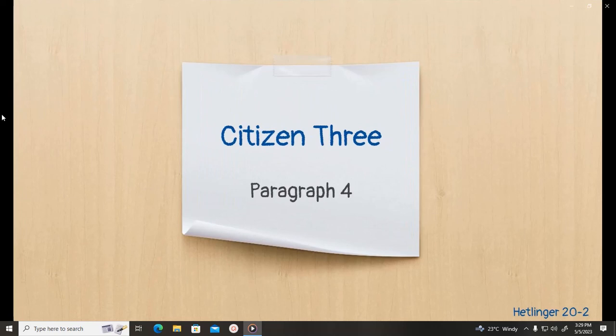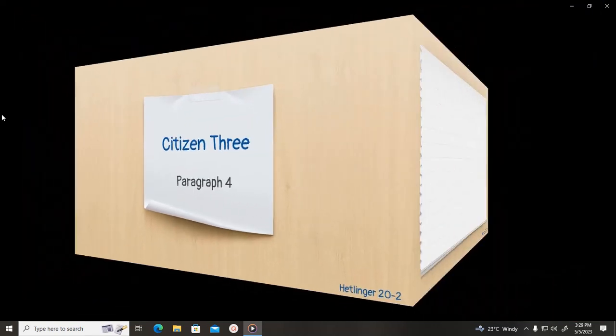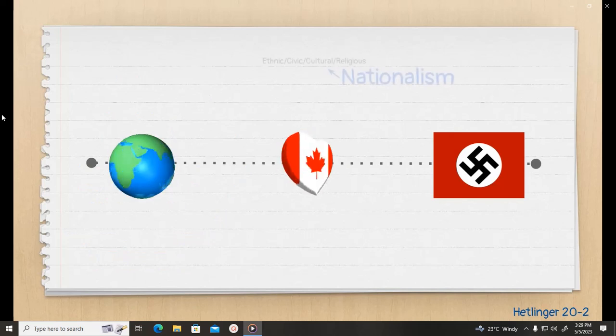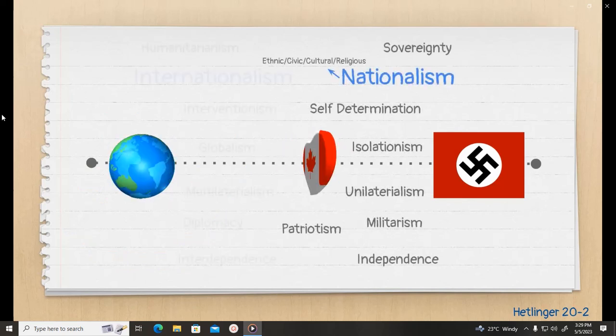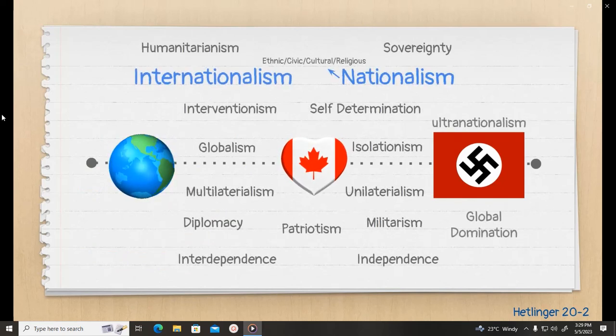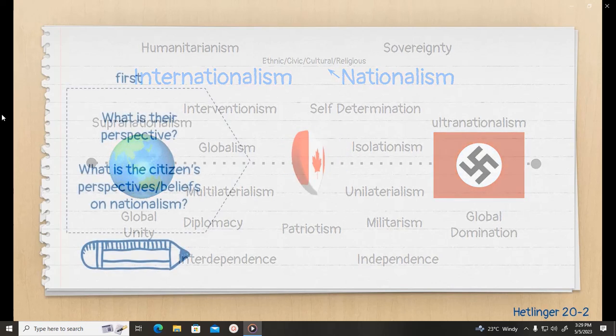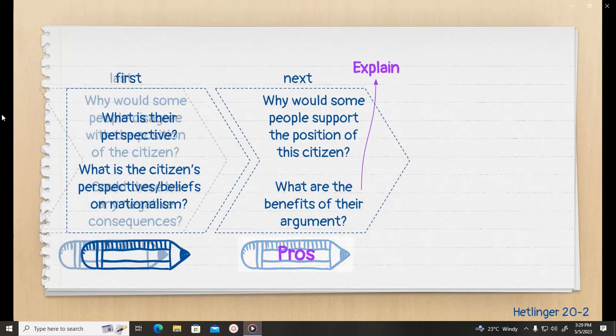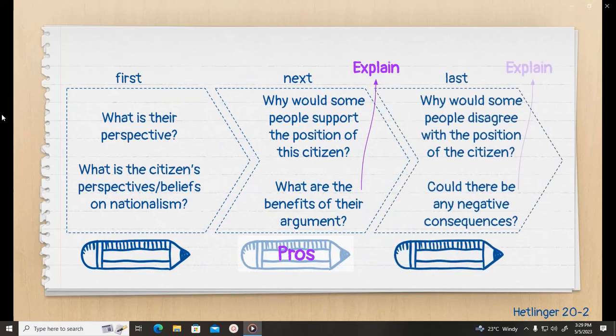Again, we're going to repeat this process for citizen 3. We're going to examine their perspective and what their beliefs on nationalism are. Again, we're going to refer to the information that we've been provided. We're going to examine where they fall on the spectrum. And we're going to explain the benefits of their argument, looking at all the pros. And finally, we're going to examine the negative consequences or the cons of their argument.